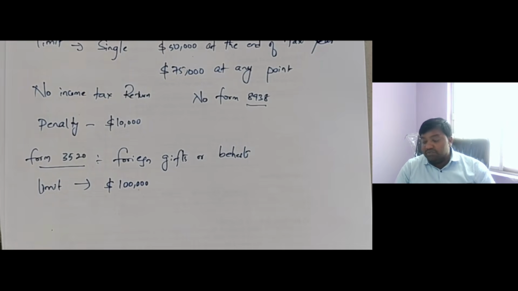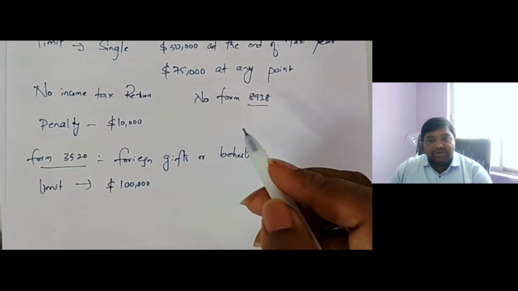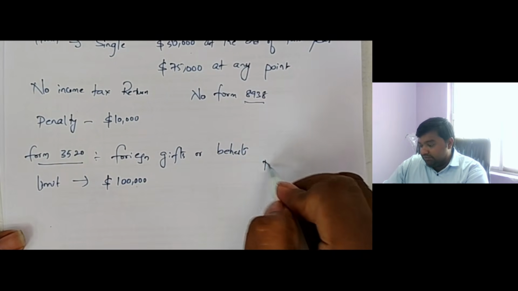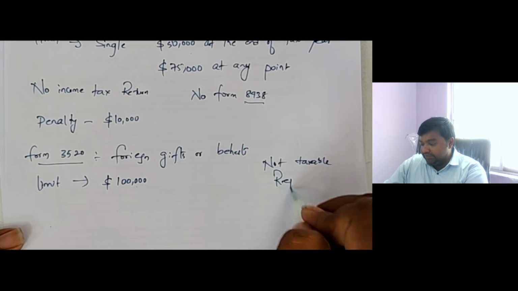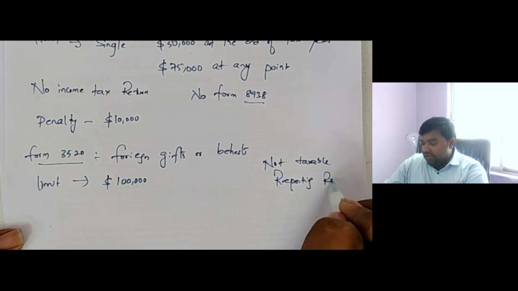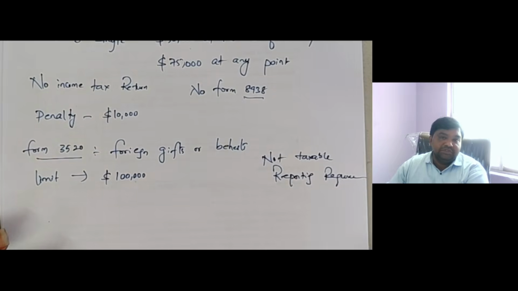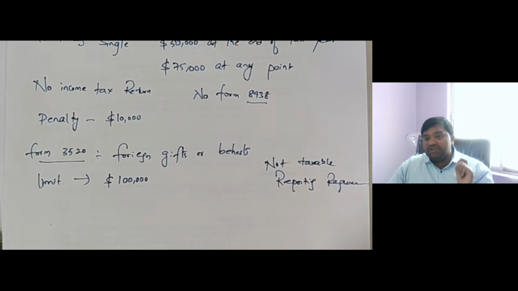So if the house value is more than $100,000, you have to report in form 3520 because it is a foreign gift. And you may ask me whether this is taxable. This is not taxable, but there is a reporting requirement. You have to compulsorily report it. Even if you have received cash gifts, gold, bullion, whatever it is from a foreign source, then all US citizens and US residents have to report in form 3520.